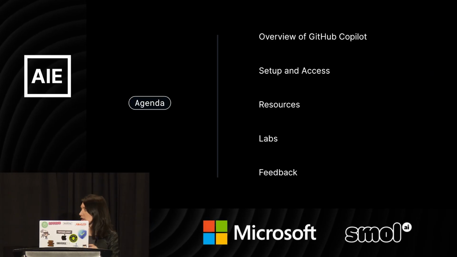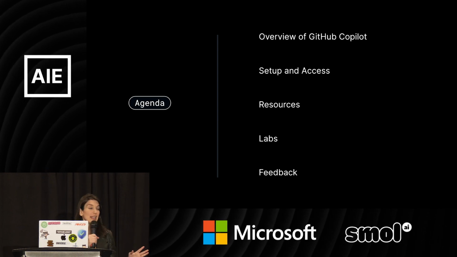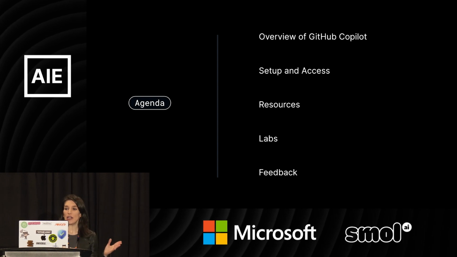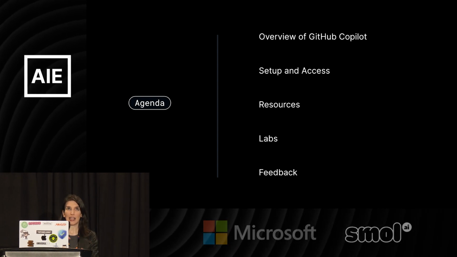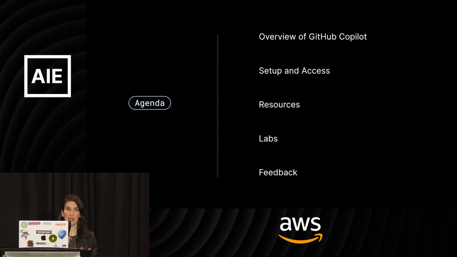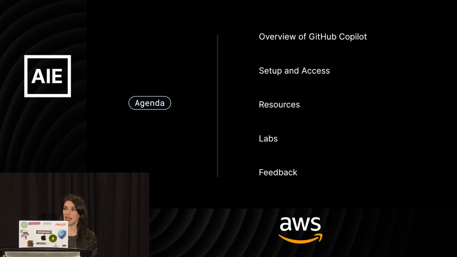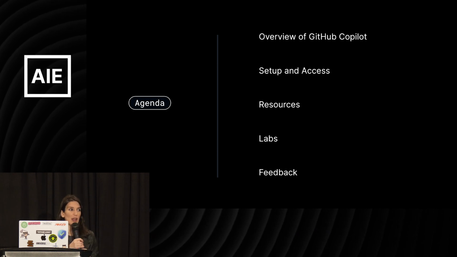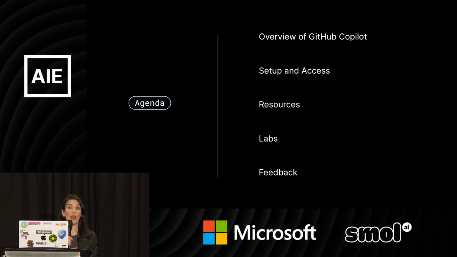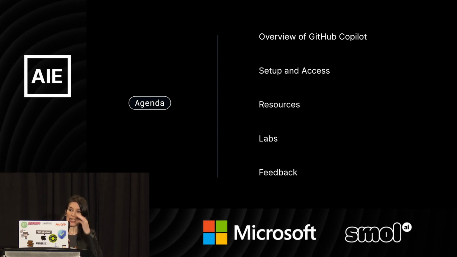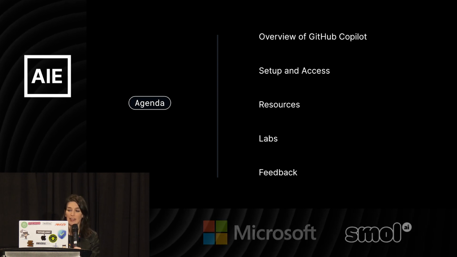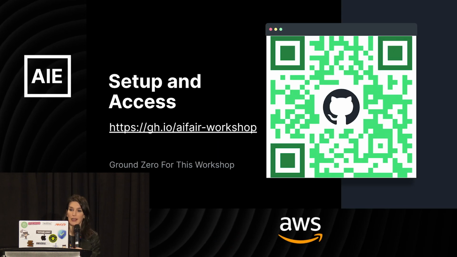This is just going to be a little bit of an overview of how we're going to be doing this today. We're going to start off with an overview of GitHub Copilot, and then we're going to talk about getting set up and access for the repository that we'll be working out of, and getting access to GitHub Copilot if you don't already have access. Just out of curiosity, for the people in the room, how many of you have used GitHub Copilot before? Okay, awesome. That's great to see. We also will have some resource links. Then we're going to get into the labs, and then, of course, we will be doing some feedback.